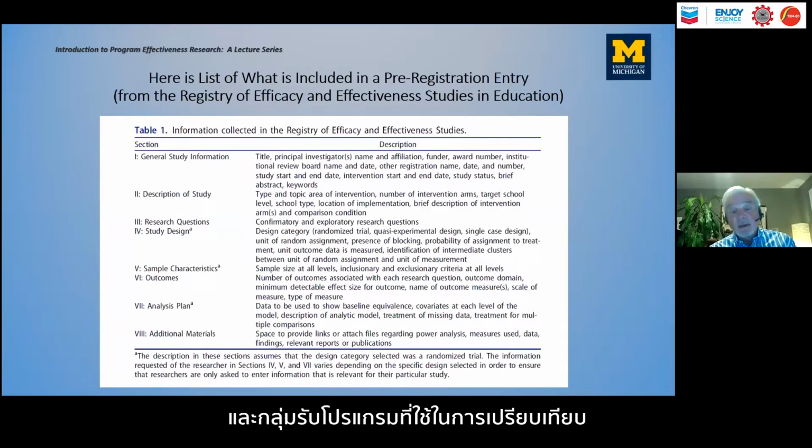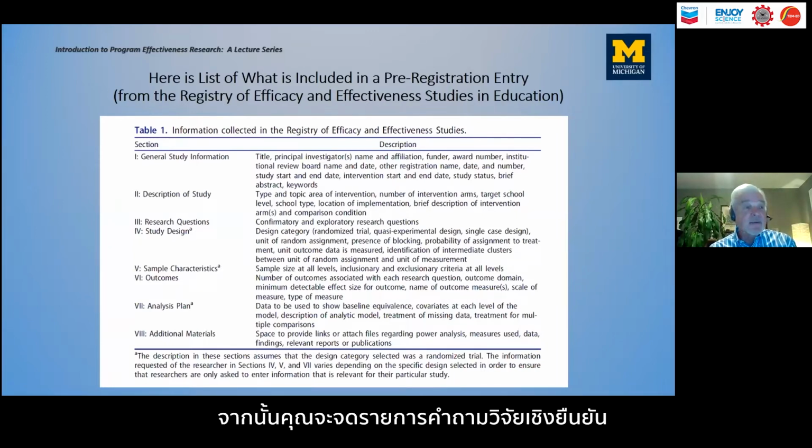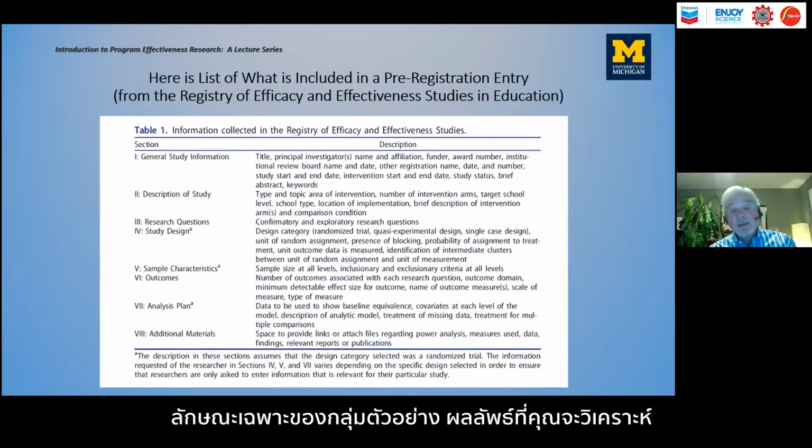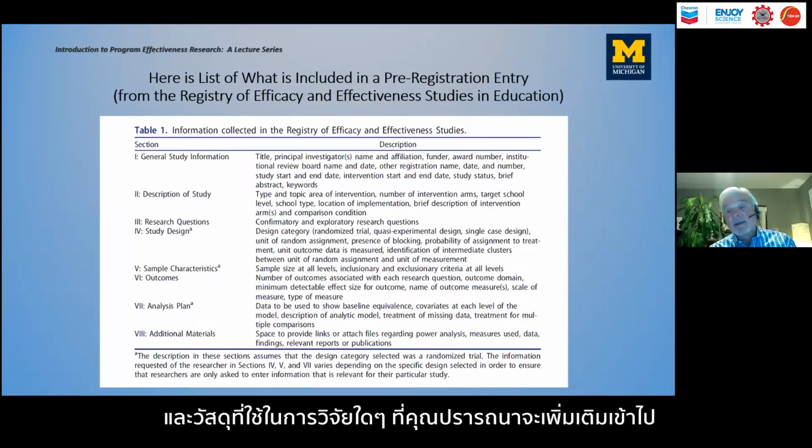And what are the treatment and comparison conditions? Then you list the confirmatory and exploratory research questions that you are going to explore in your study. You then describe the study design, the sample characteristics, the outcomes that you are going to analyze, the plan you are going to use to analyze those, and any additional materials you wish to attach.